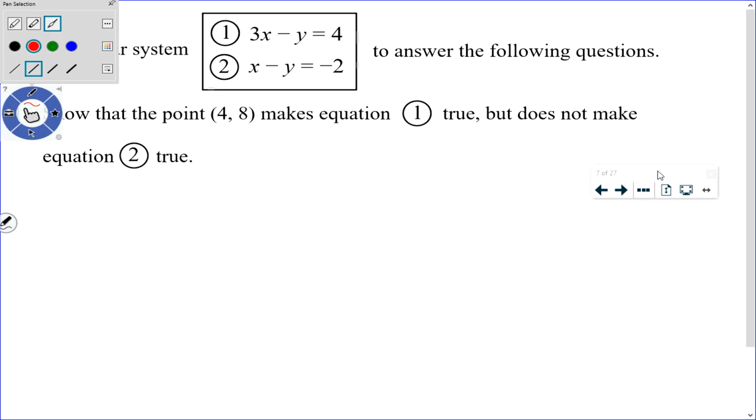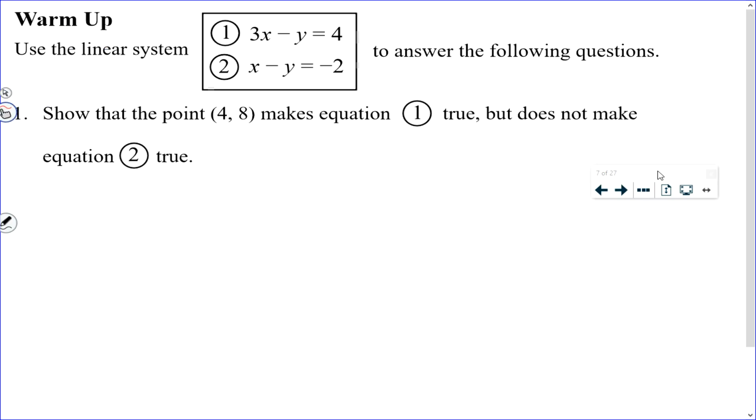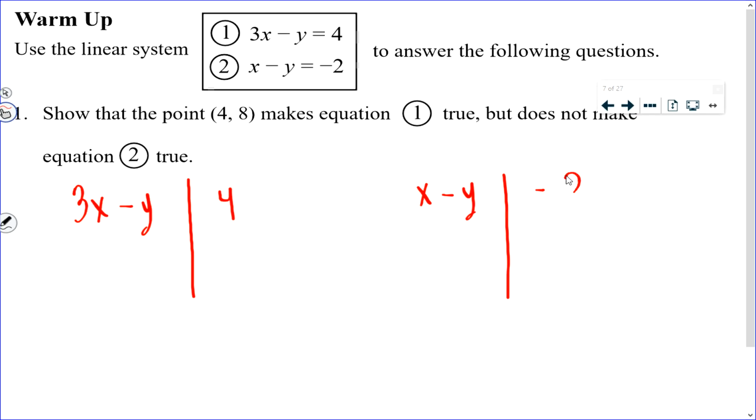Well, let me write down equation 1. But I want to make a very important point here. When you're trying to demonstrate that an equation is true in math, you leave out the equal sign, and you simply draw a vertical line. I'm also going to write down equation 2 over here, which is x minus y, and the right-hand side is equal to negative 2. So we write down what the left-hand side is equal to, we write down what the right-hand side is equal to, and if I want to decide whether this first equation is true, it's going to involve some substitution.